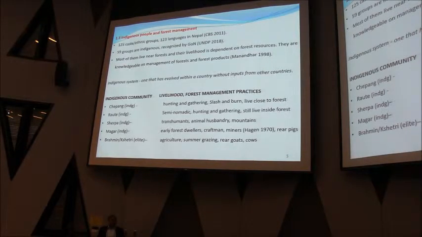The Chepang do hunting and gathering and slash and burn, and they still live close to the forest. Raute are semi-nomadic, still live inside the forest, and still carry on hunting and gathering. Sherpa, you almost know about Sherpa. They are mountainous people with vast knowledge of mountaineering, and they practice transhumance and animal husbandry. Mongol indigenous groups are early forest dwellers, craftsmen, and miners, and they rear pigs for their livelihood. Brahmin and Chetri are a relatively light group compared to all other groups. They do agriculture, summer grazing, and rear goats and cows for subsistence.